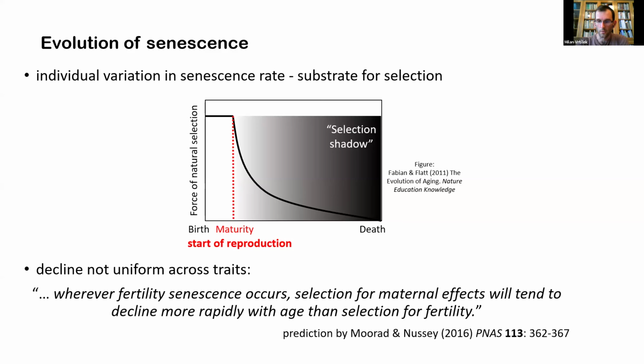Also, the decline is not uniform across different traits in the body, as in this prediction by Moorad and Nussey, who state that wherever there is a senescence in fecundity, the senescence in maternal effects will be quicker.